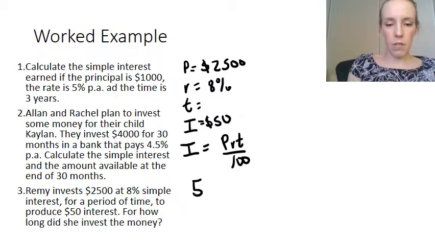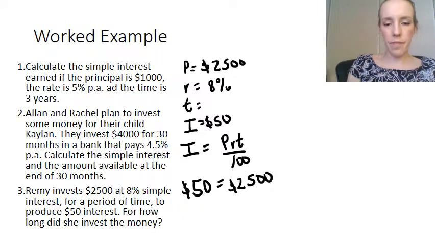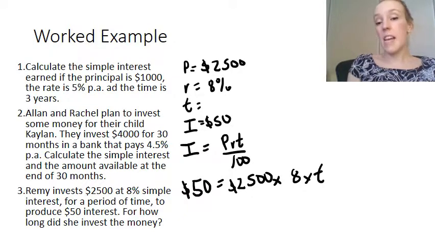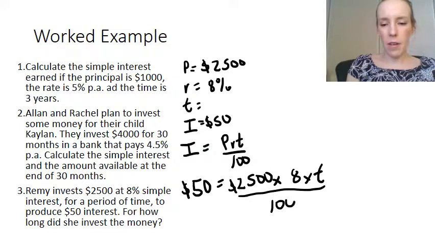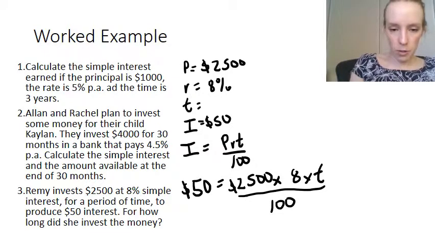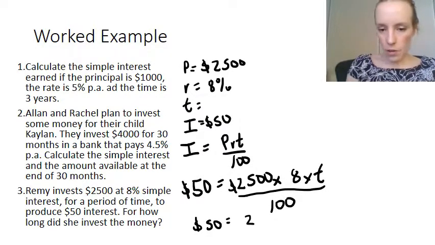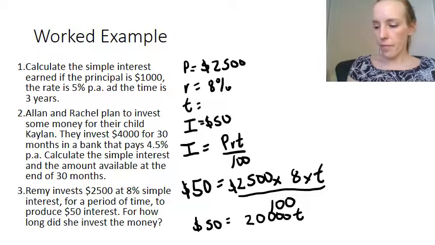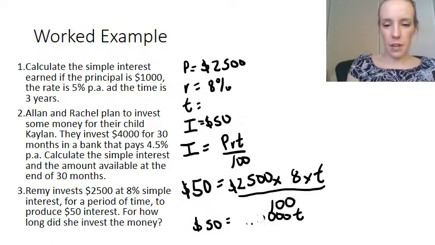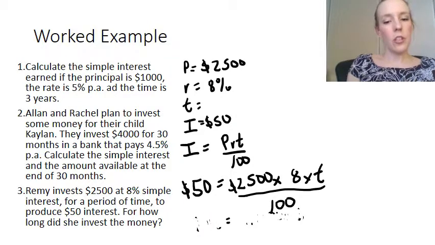So $50, which was our interest, equals our principal amount, so that's $2,500 times 8 times T, because we don't know what time is, divided by 100. So if we simplify that, $50 equals, what's that? 20,000 multiplied by T. No, that's incorrect, sorry. Okay, sorry. So we're going to solve this equation to find T. Just ignore that step I just did.